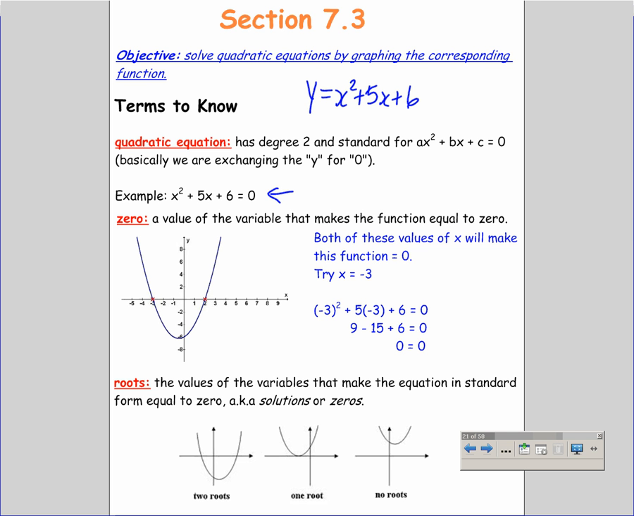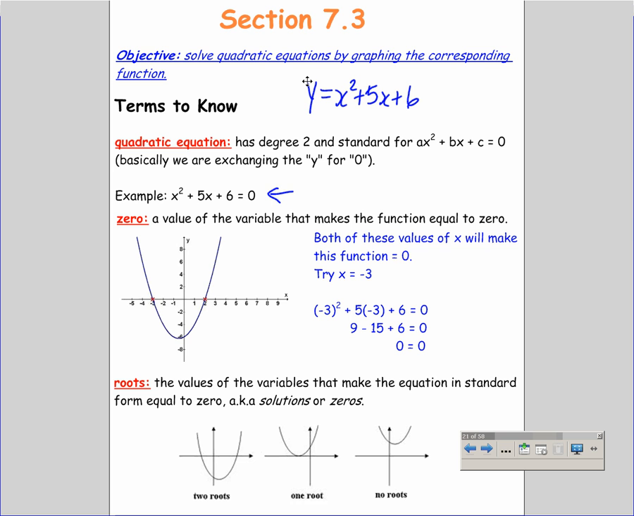Again, it has degree 2, and the standard equation would be ax squared plus bx plus c, the same as what we've seen before. Okay, so when they refer to a root or a zero, and they're referring to quadratic equations, it's basically a value of the variable, the x variable, that makes the function or the equation equal to 0. In other words, it's the values of x that make the y value be 0.